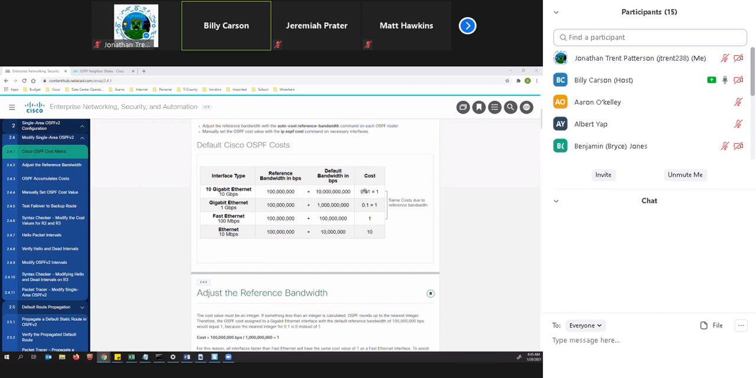But here's the problem. When it does this calculation, it only uses integers. So it has to be a whole number. It can't do fractions. So 0.01, guess what? It rounds to 1. 0.1, it rounds to 1. And then here's a Fast Ethernet at 100 meg. It's 1. So wow, look at these three. All three of these have the same cost, or the same metric, of 1. That's a problem for us. So what we can do is go in and adjust this reference bandwidth. If we adjust this reference bandwidth, that's going to change this outcome over here.